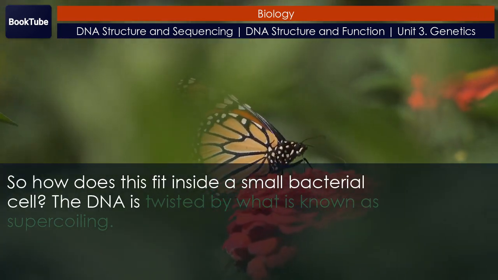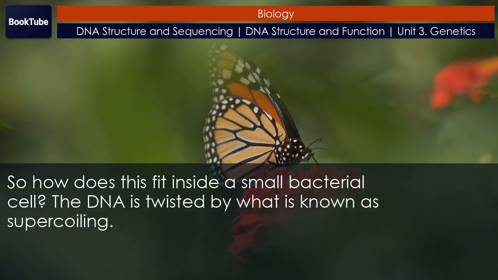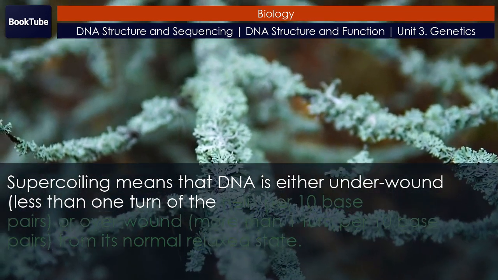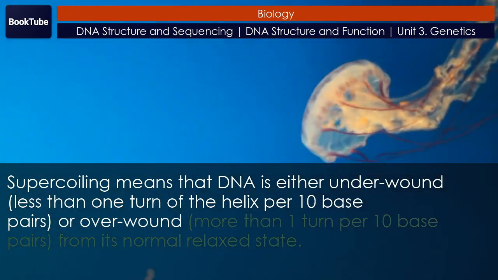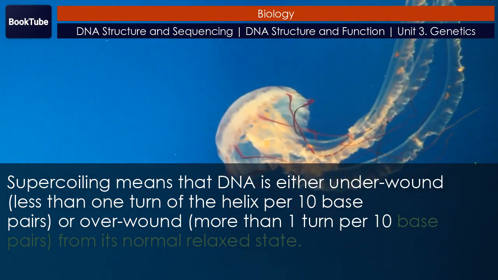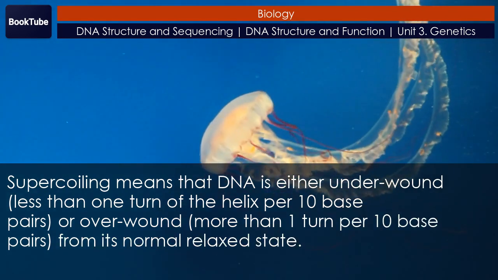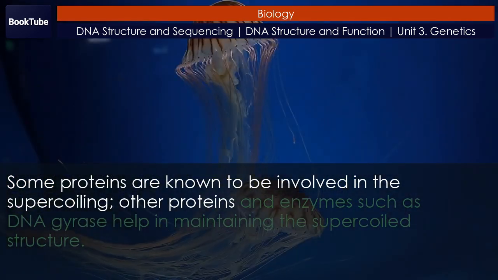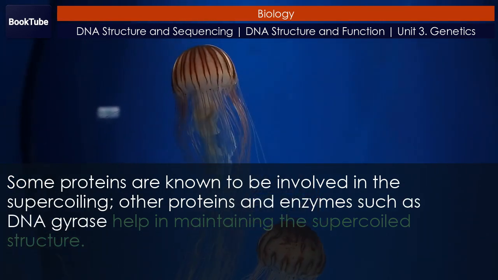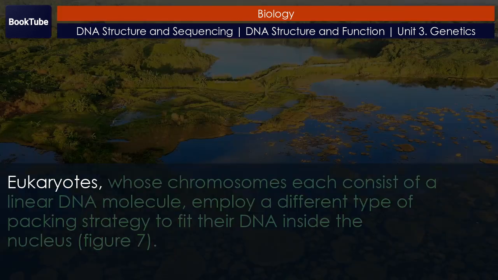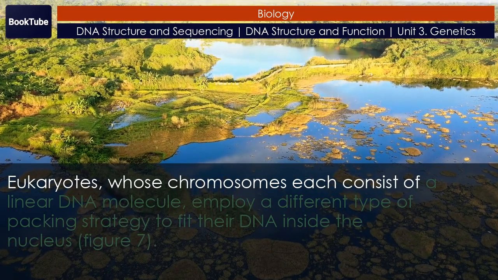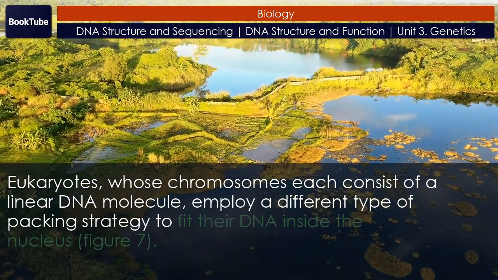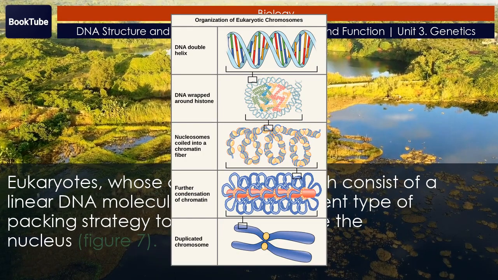The DNA is twisted by what is known as supercoiling. Supercoiling means that DNA is either underwound, less than 1 turn of the helix per 10 base pairs, or overwound, more than 1 turn per 10 base pairs, from its normal relaxed state. Some proteins are known to be involved in the supercoiling. Other proteins and enzymes such as DNA gyrase help in maintaining the supercoiled structure. Eukaryotes, whose chromosomes each consist of a linear DNA molecule, employ a different type of packing strategy to fit their DNA inside the nucleus. Figure 7.